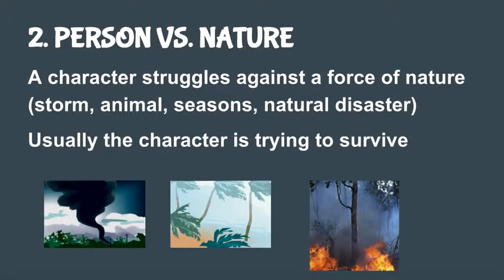The second kind of external conflict is person versus nature. And this is where a character is struggling against a force of nature like a storm or an animal, the seasons, natural disasters. And usually what happens is the character is trying to survive in the nature.